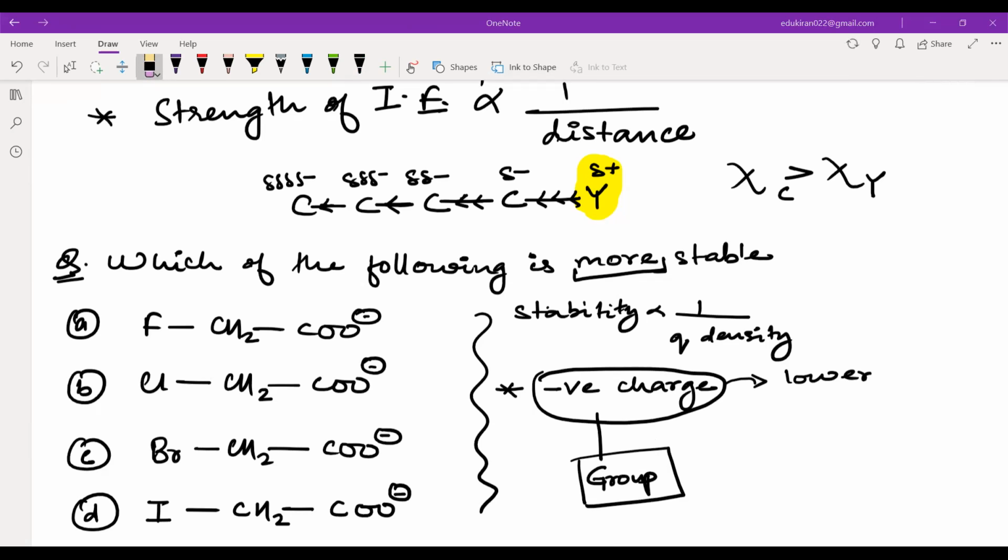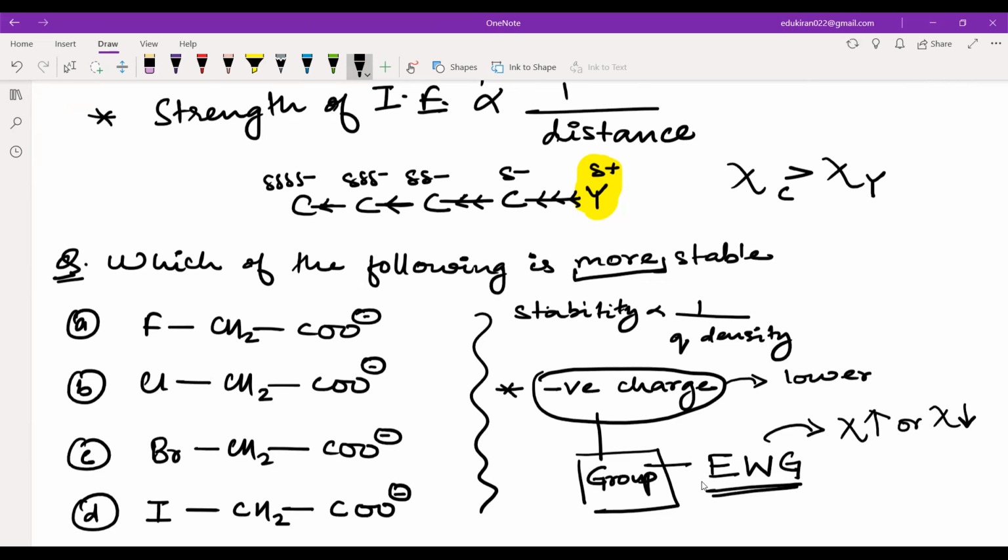Withdrawing group. Yes, Yusra. What do you think? How many of you think it should be an electron withdrawing group? Raise your hand now. If I pull the electrons away from the negative charge, then it will be lowered, right? Yes or no? Yes, sir. So this group should be an electron withdrawing group. Now you tell me, should this group have a high value of electronegativity or a low value of electronegativity? Tell me.